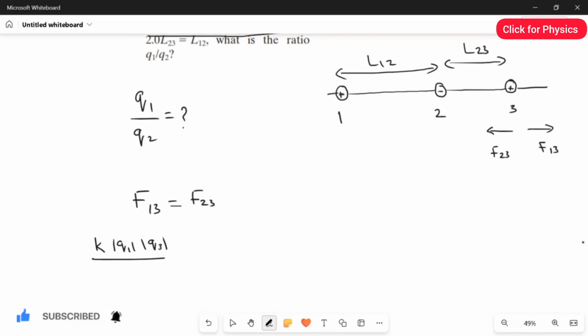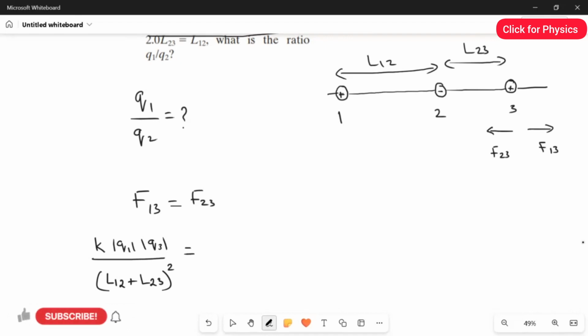If you see the distance between 1 and 3, which is L12 plus L23. Am I right or not? Because the distance matters. When you apply Coulomb's law, you need the distance between the two charges. That means here, what are the two charges? The two charged particles, particle 1 and particle 3. So what's the distance between particle 1 and 3? You can see L12 plus L23. It's the distance. So I have to write L12 plus L23, and it should be squared, right?